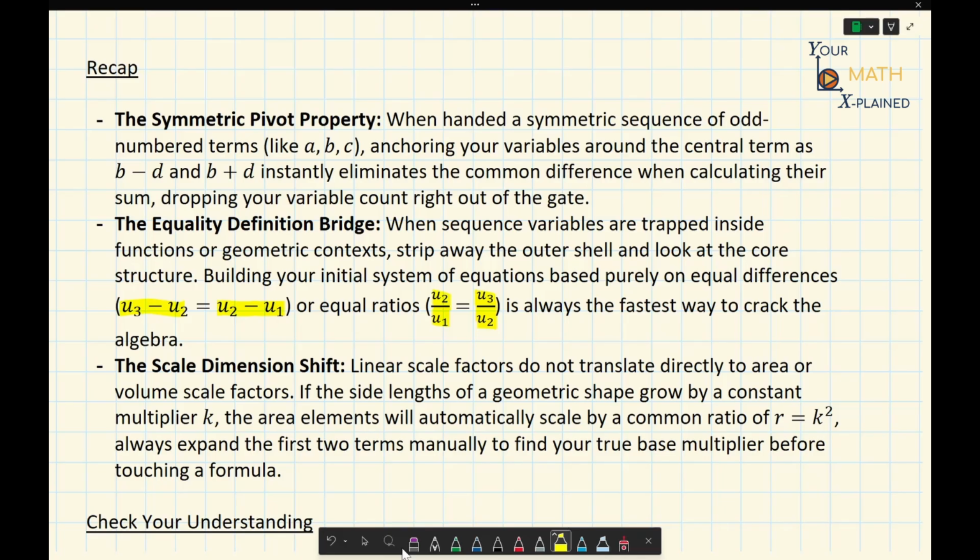And lastly, consider the dimension that you're working in, because linear scale factors don't translate directly to area or volume. Because if the side length of a geometric shape grows by a multiplier of k, then the area is going to grow by a factor of k squared, and the volume is going to grow by a factor of k cubed. So make sure you double check that first before jumping into your sequences and series formula.